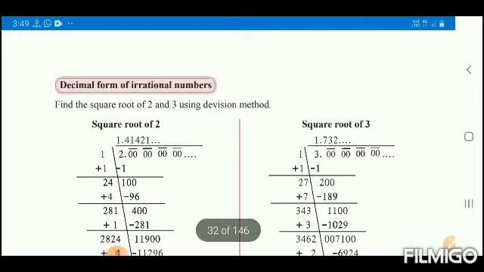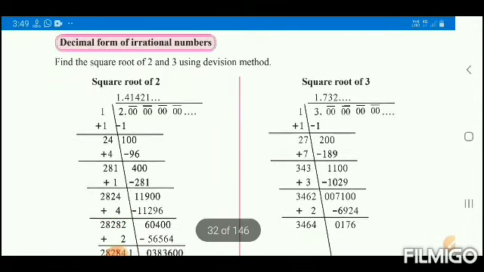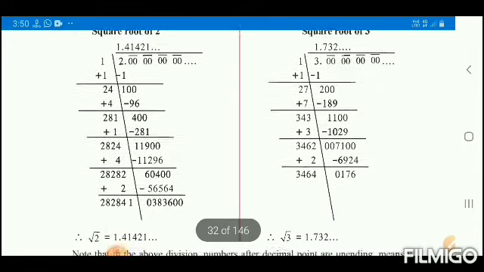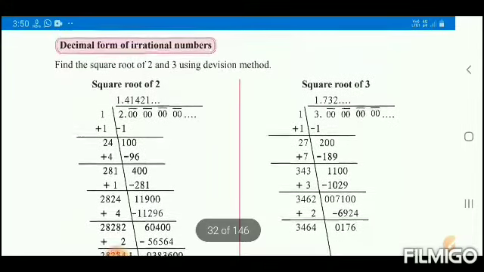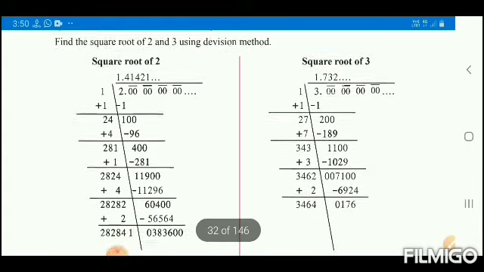Now look, next they have given the decimal form of irrational numbers. First they have given the square root of 2 and square root of 3. You can see in your book, page number 23. Here you will get the division method to find the decimal form of irrational numbers. Already this method you have studied in previous standards.